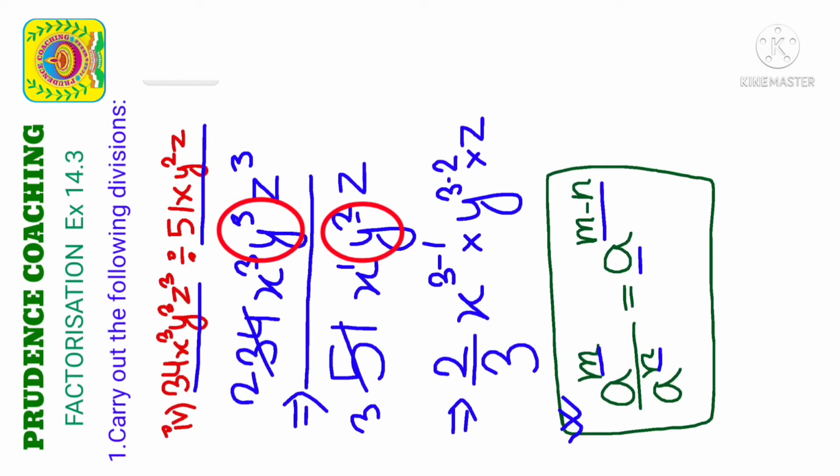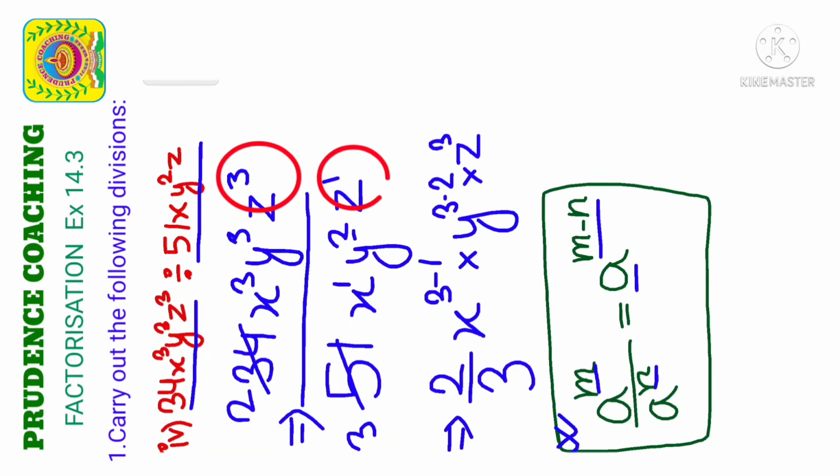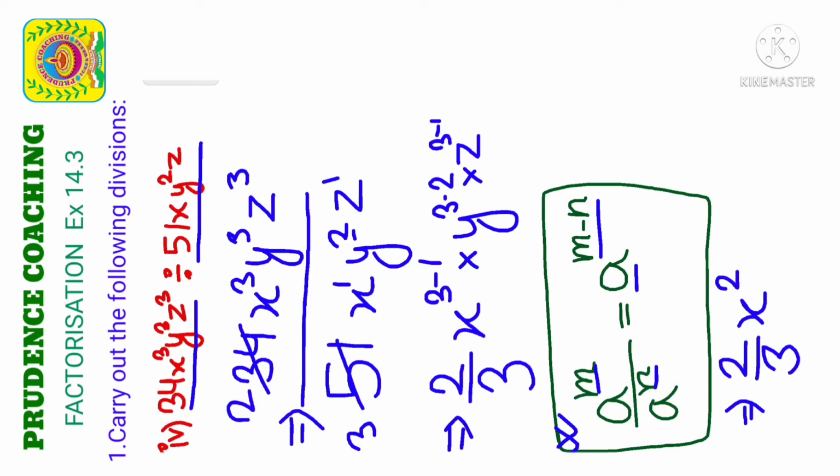Next we have z as the next variable. Here we have z to the power 3 in the numerator and we have 1 in the denominator. So finally we can write our answer, that is 2 by 3 into x to the power 3 minus 1, that is x to the power square, y 3 minus 2 as the power, so y to the power 1, and we have z to the power 3 minus 2, so z to the power 2. So our final answer is 2 by 3 x square y z square.